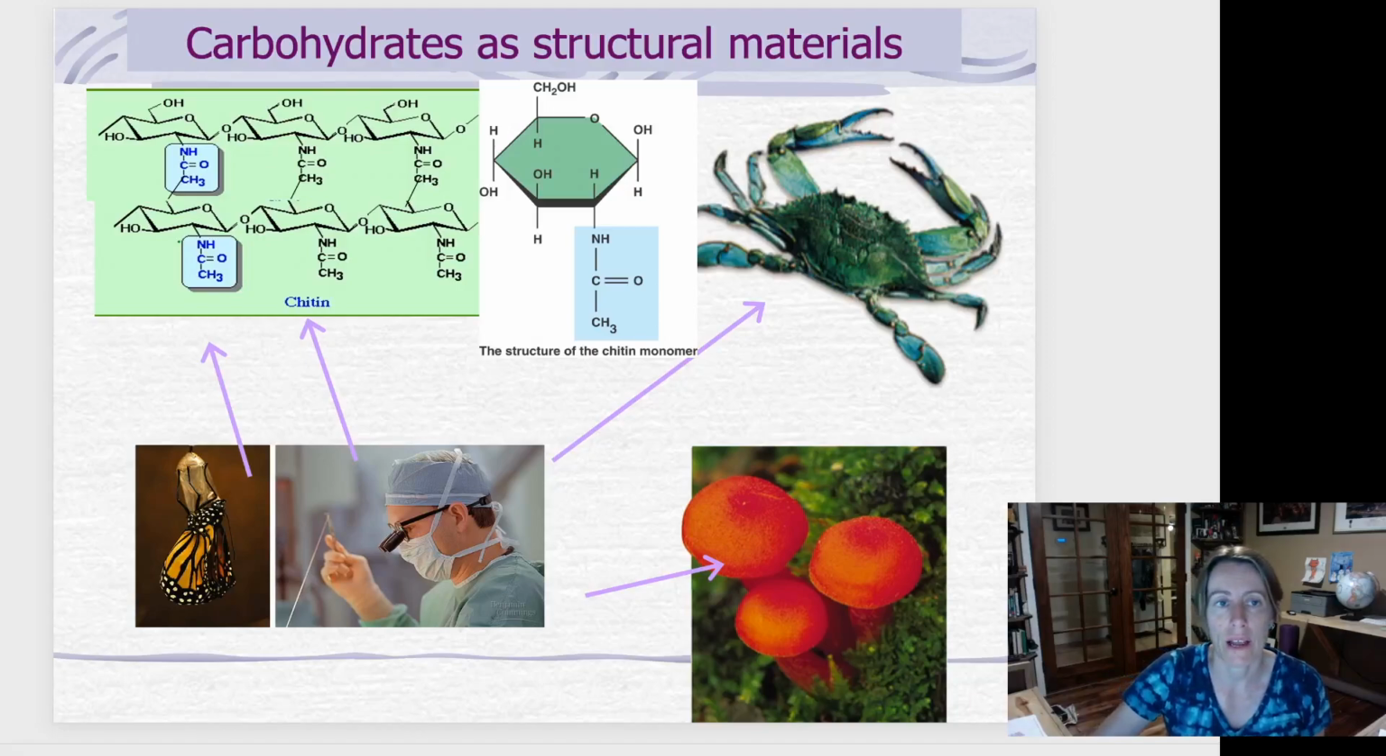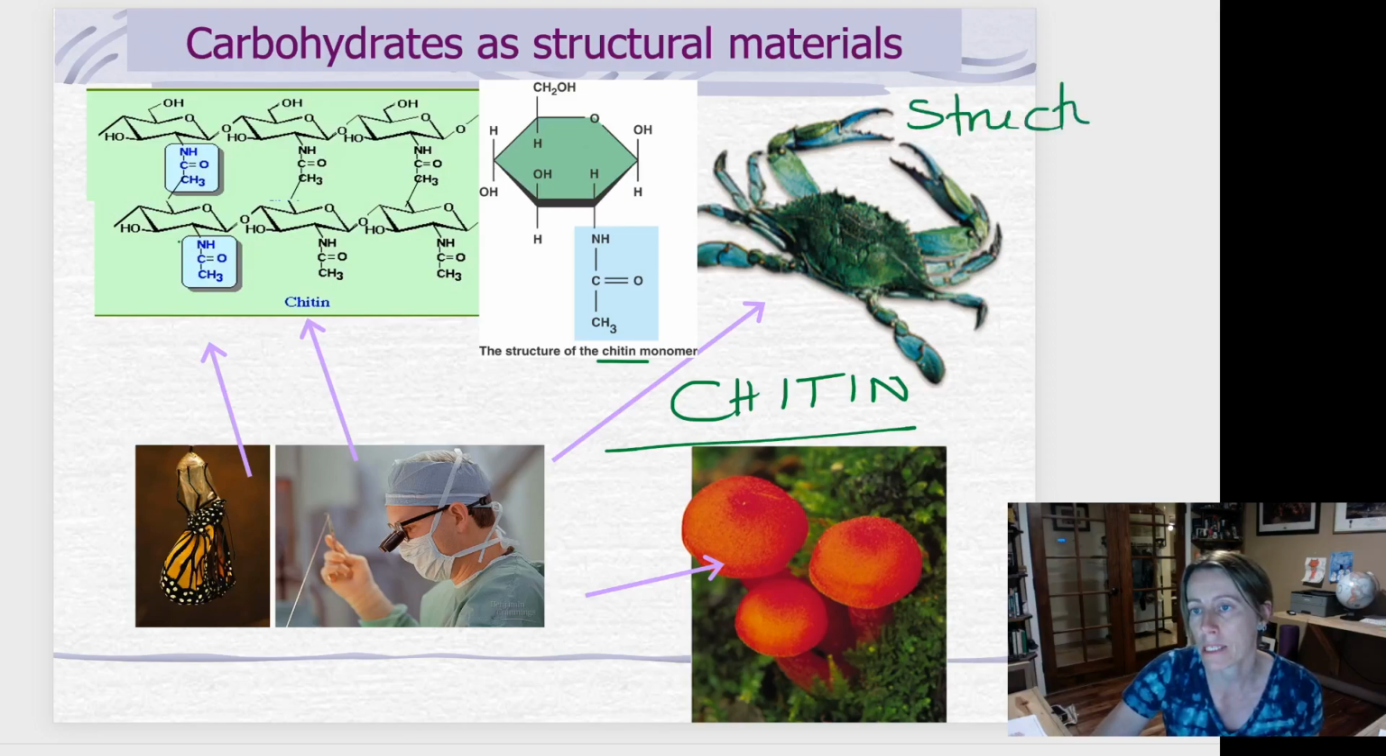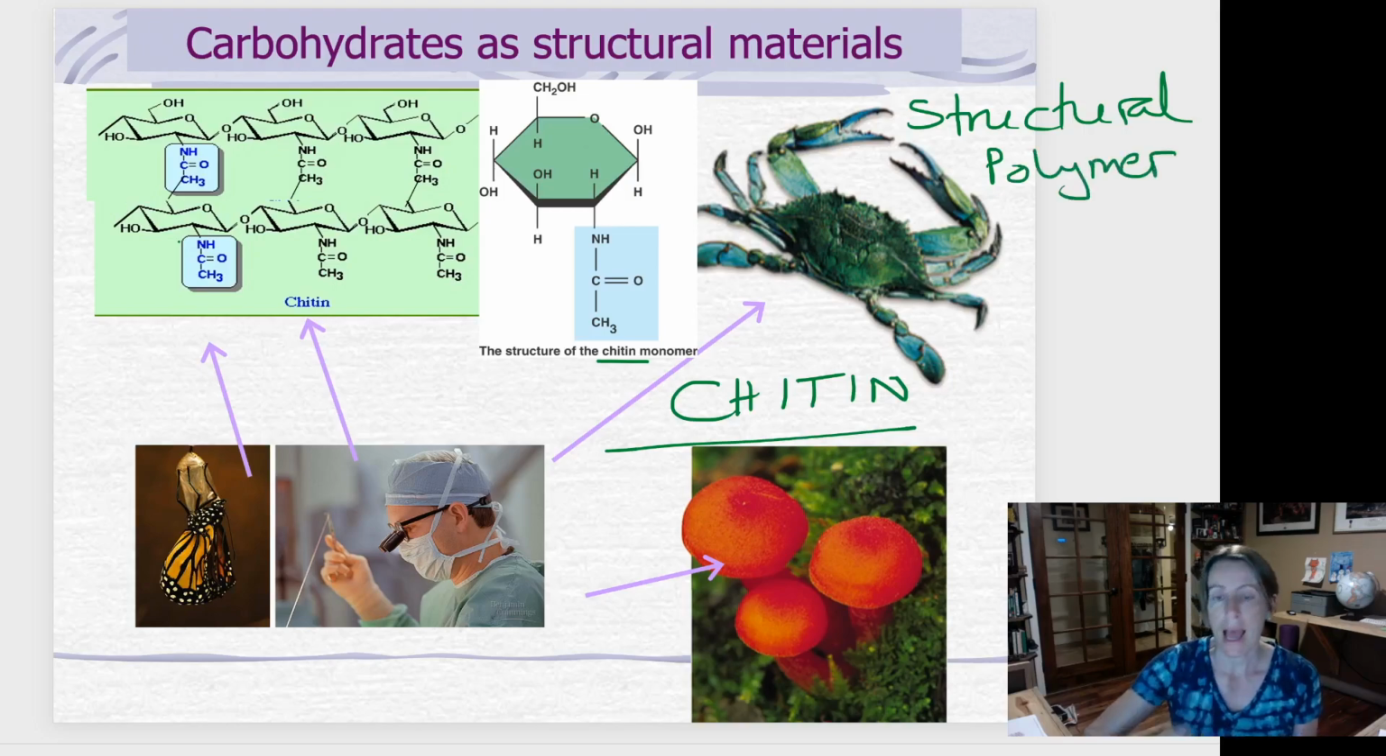This polysaccharide that we're going to talk about here is called chitin. I think you can see it there, it's small, chitin. It looks like chitin, that's kind of how it's spelled, but you say chitin. Chitin is another structural polymer. So what that means is this molecule is used to create shape or structure in organisms. And the organisms that make chitin are fungi.